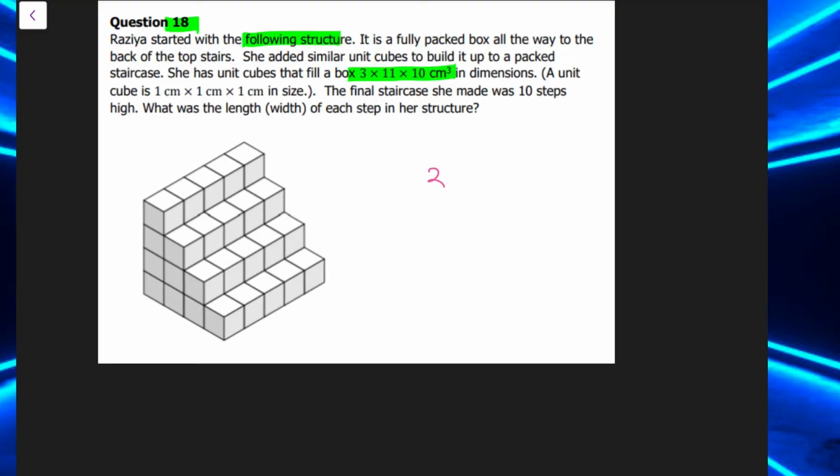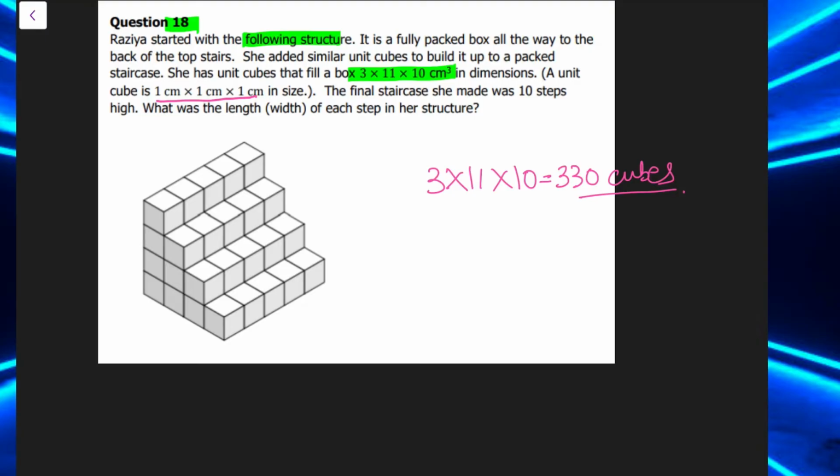Let's see. If we have 3 times 10 times 11, this is the dimension of the box that the cubes are filled in. That means we have 330 cubes at our disposal to be used. A unit cube is 1 times 1 times 1 centimeter in size.